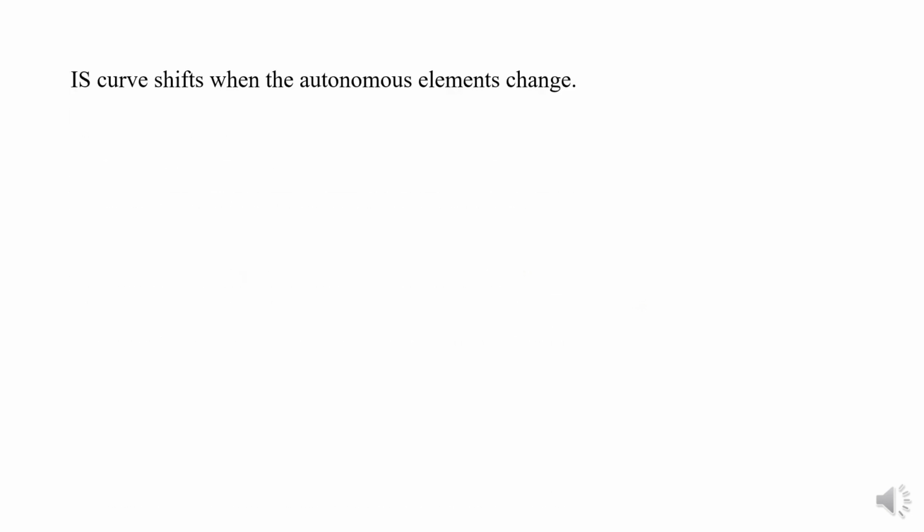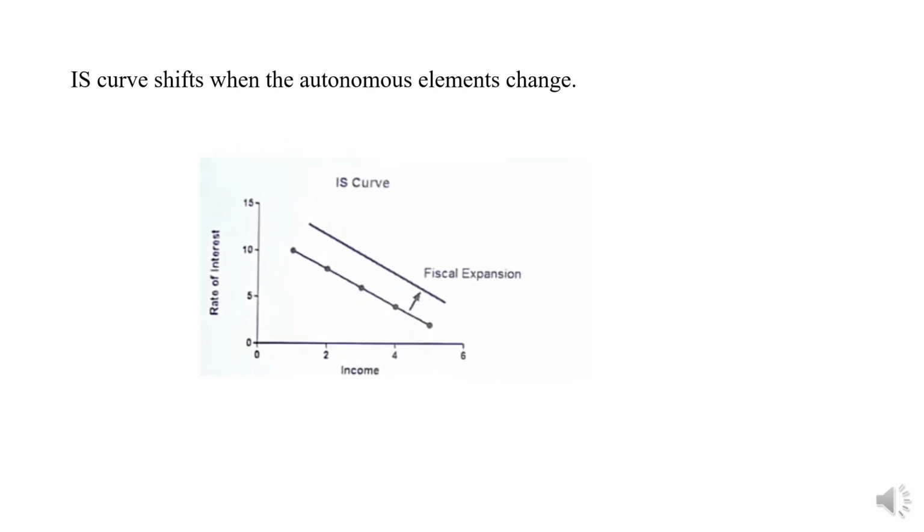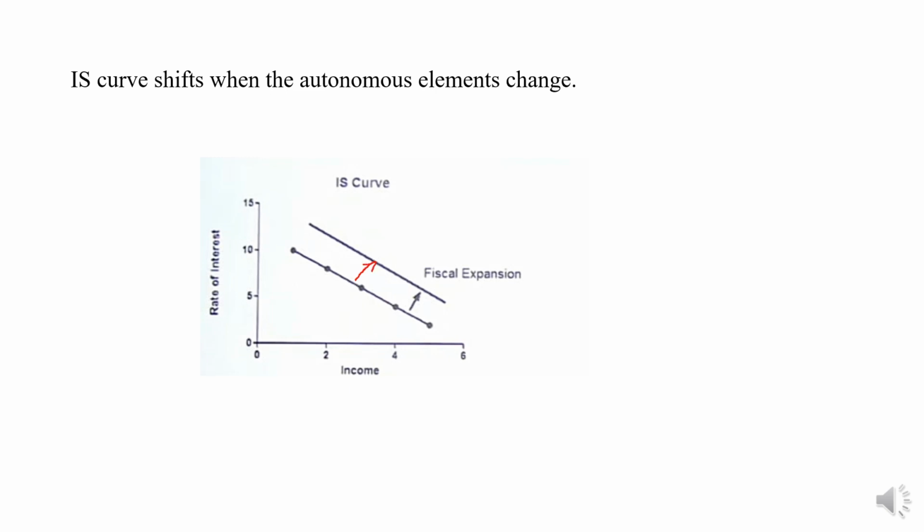The IS curve shifts when the autonomous elements change. जब हम बात करते हैं IS कर्व की तो IS कर्व जो है वो related to the fiscal policy. So when the government applies expansionary fiscal policy, at that time the IS curve shifts upward, rightward. And when the government applies contractionary fiscal policy, at that time the IS curve shifts downward.